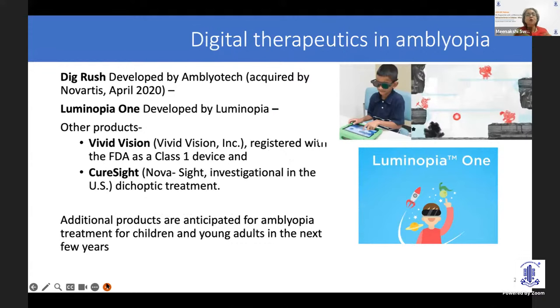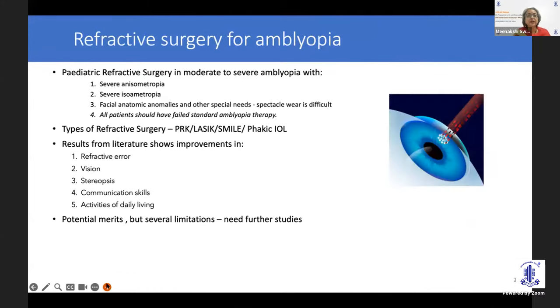So if you remember the terminology dichoptic, that covers the entire binocular therapy for amblyopia. So the first one, and which kid does not love a game? Okay, so the first one developed was Dig Rush, followed by others: Luminopia One, Vivid Vision, CureSight, and there are many more in the pipeline which use the principle of dichoptic therapy to give amblyopia treatment.